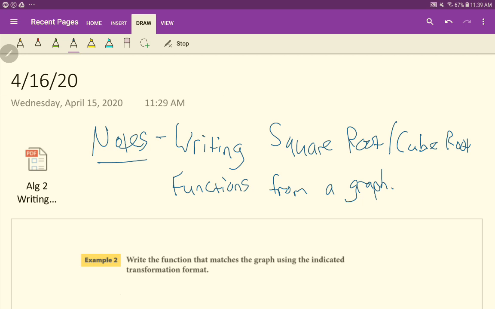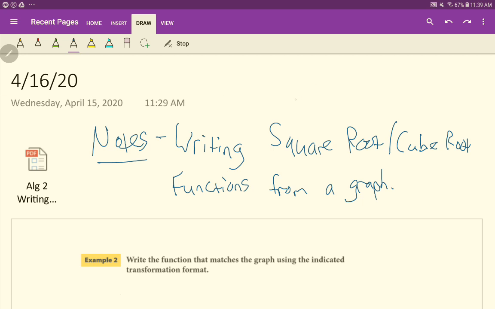What we're going to be looking at today is how to write the square root or cube root function given its graph. Okay, so past 2 days, we learned how to graph a square root given the function, or graph a cube root given the function, right?